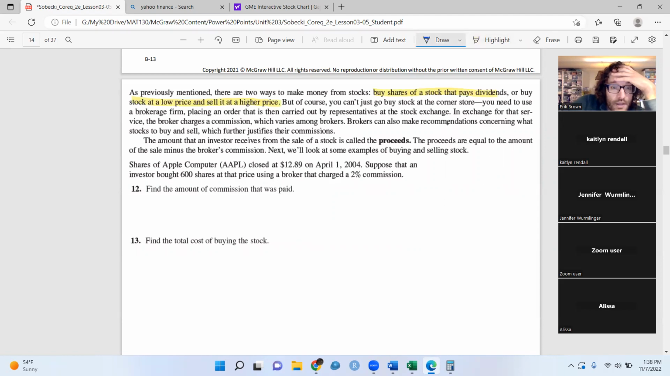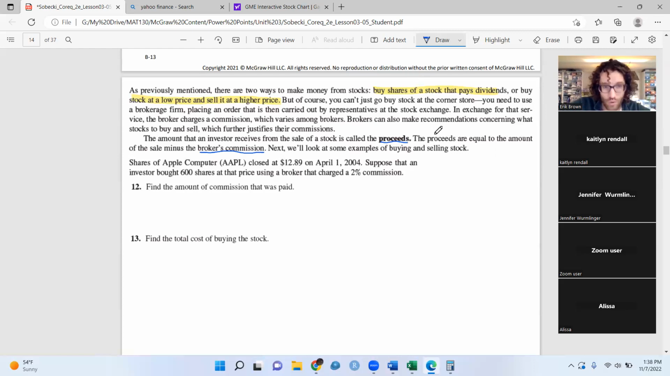So the amount that an investor receives from the sale of a stock is called the proceeds. The proceeds are equal to the amount of the sale minus the broker's commission. So all of this is going to be very simple calculations. It's going to be percentages and multiplication. That's it. But keeping it organized of what do we add together, what do we subtract, how do we get it all is a little tricky. So organizing it is important.